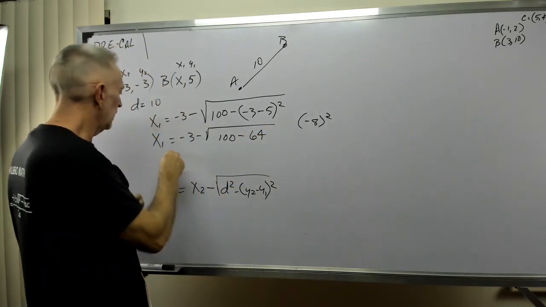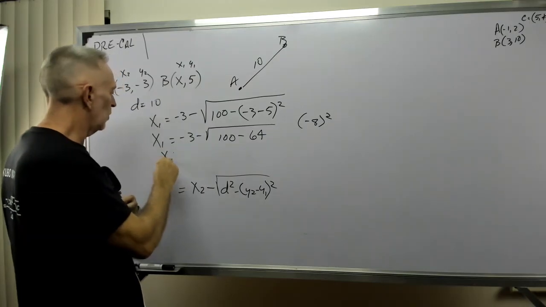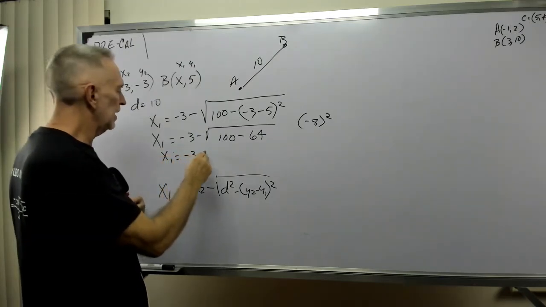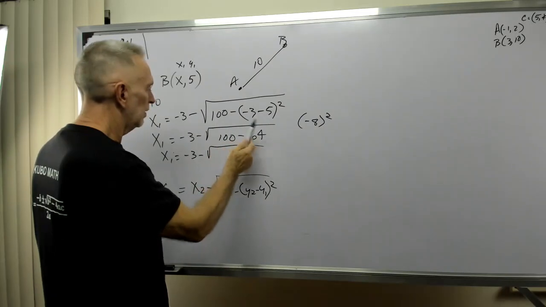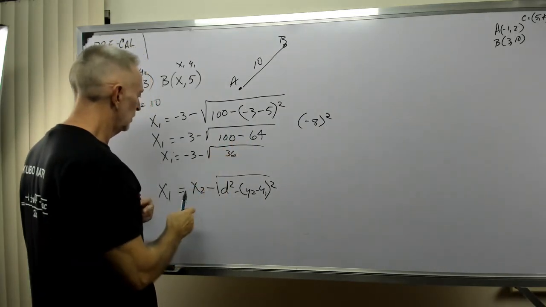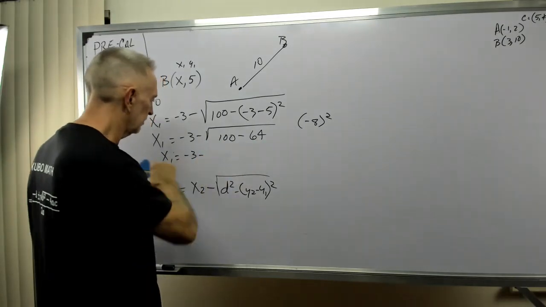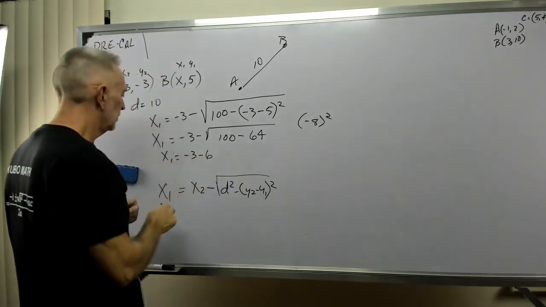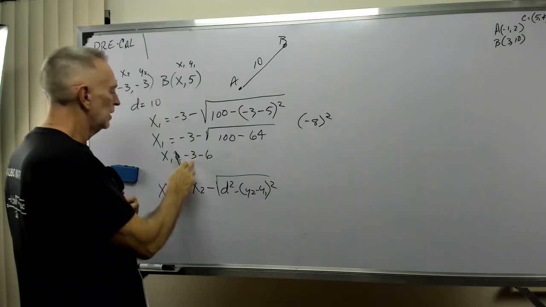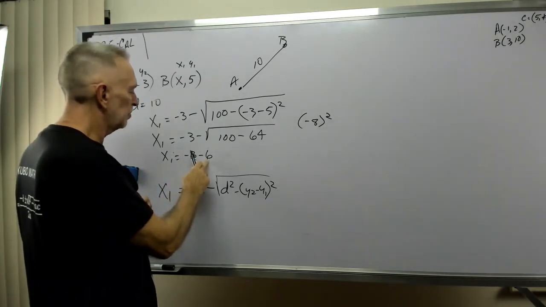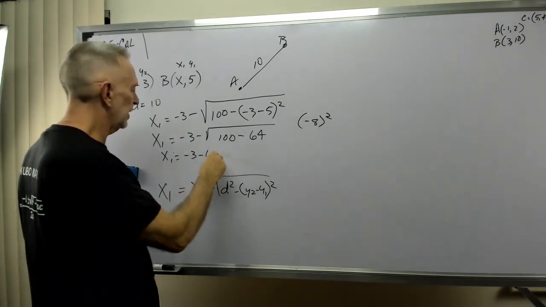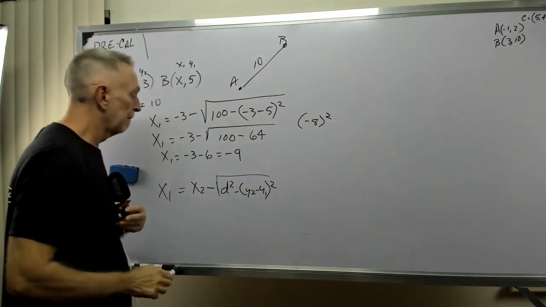So that gives me x sub 1 equals -3 minus the square root of 36. The square root of 36 is 6. So x sub 1 is -3 minus a positive, which is plus a negative, so that equals -9.